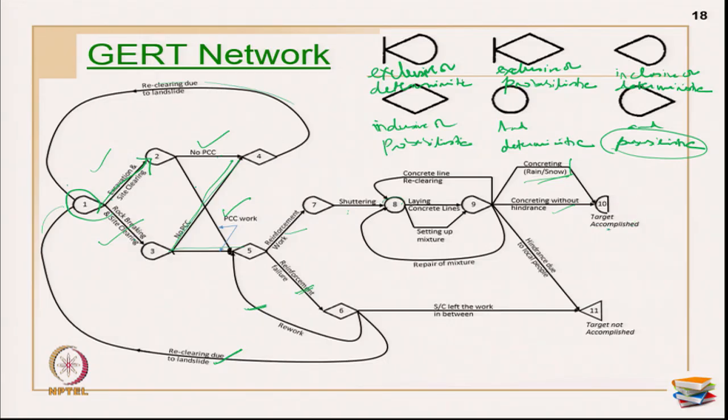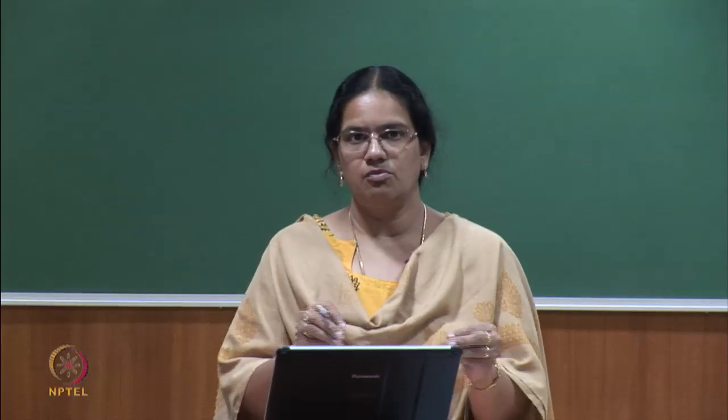Okay. Now what happens here is, this has gone to the target accomplished stage. Okay. Now if there is a hindrance due to local people or something, then target not accomplished, and then this network has to go in loops. When you give the probability value as to what is the probability that PCC may fail or your reinforcement may fail, according to the probabilistic values you put onto the network, then accordingly the durations can be calculated.